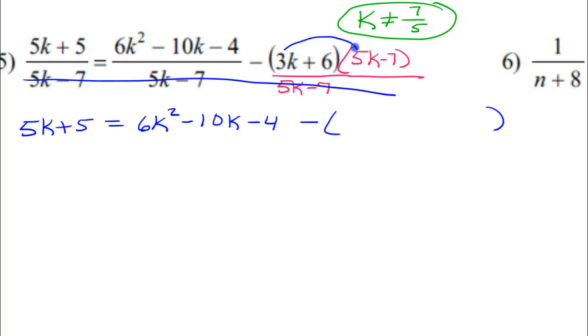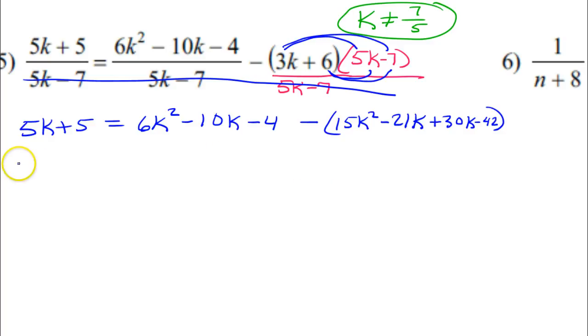So here I go. Boom, boom. So 3k times 5k, that is 15k squared. 3k times negative 7, so that's negative 21k. Alright, and then here we go. So 6 times 5 is 30, so that's 30k. And 6 times negative 7 is negative 42.